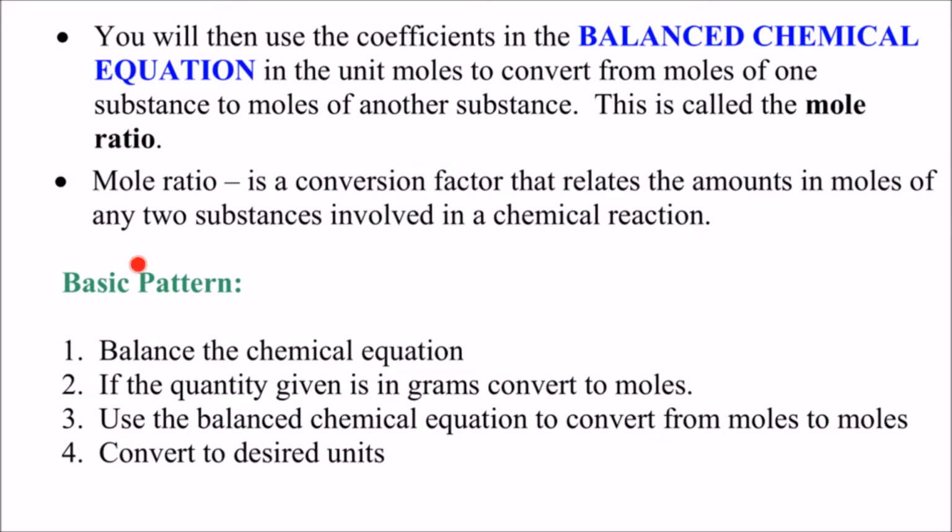Okay, so here are the rules to solving a stoichiometry problem. Number one, you need the balanced equation. Number two, you're going to convert the given amount into moles. If it's already in moles, then cool, they did some of the work for you. If it's in grams or something else, then you're going to have to make sure you get it into moles. Then you're going to use the balanced chemical equation to convert from moles of one substance to moles of another substance. And then finally, you'll convert to your desired units. Something I haven't told you yet about a balanced chemical equation is that the coefficients of a chemical equation are in units of moles.